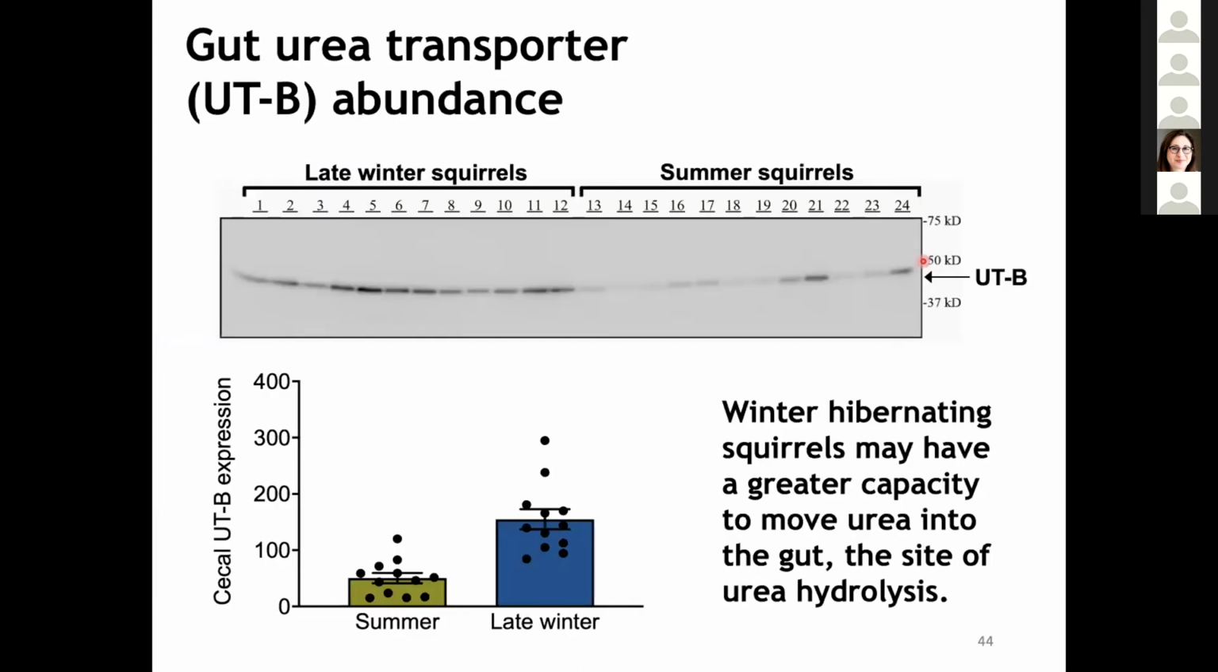Okay, so first, we found that winter hibernating squirrels express greater abundance of urea transporter in their ceca than did summer active squirrels. This suggests that hibernating squirrels may have a greater capacity to move urea from the blood and into the gut lumen, where the microbes are and where urea hydrolysis presumably takes place.